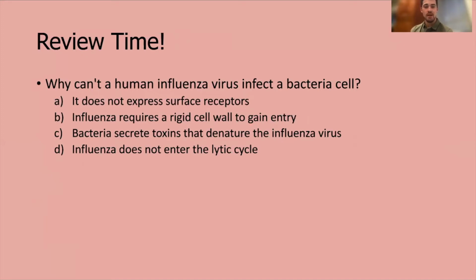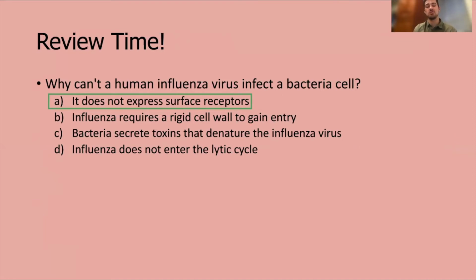Okay, so why can't a human influenza virus infect a bacteria cell? So the answer to this question is A, it does not express surface receptors, because remember, we're talking about bacteria cells. They have that rigid cell wall. They're not expressing those receptors, and a human influenza virus needs those receptors in order to get in, so that won't work. B, influenza requires a rigid cell wall to gain entry. That's not true. Rigid cell walls, bacteriophages are able to get through the cell walls, but influenza is not.